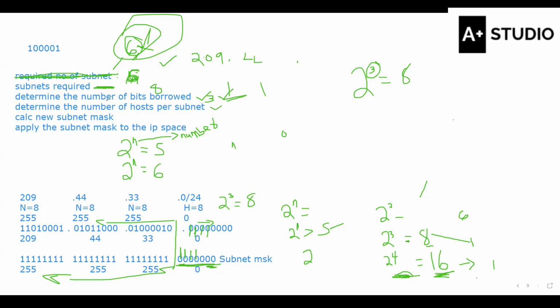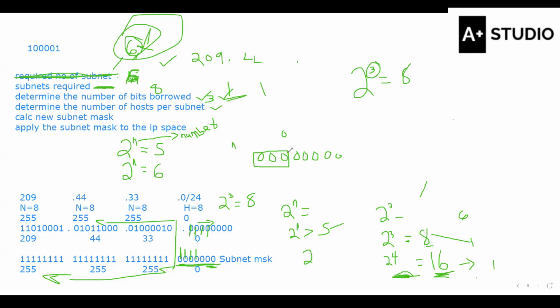The next question is to determine the number of hosts per subnet. So how many hosts per subnet do you think will be remaining? Let me write the host bits again: 0, 0, 0, 0, and then 0, 0, 0 right here. This is 1, 2, 3, 4, 5, 6, 7, left with 1. And then we've borrowed 3.